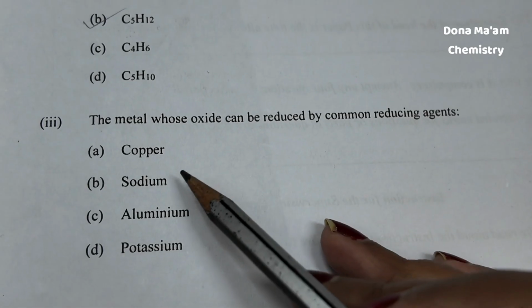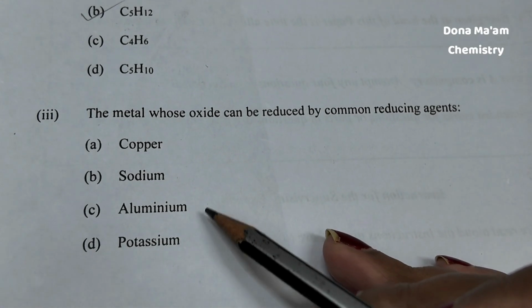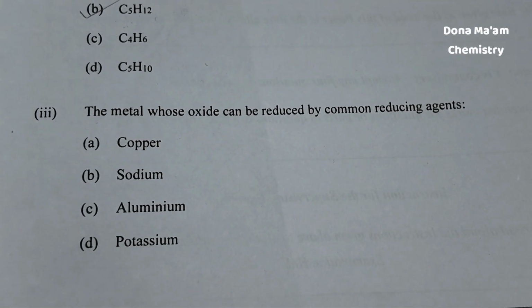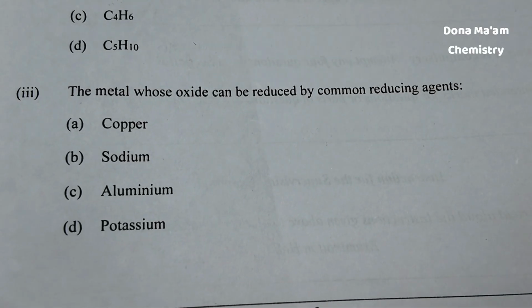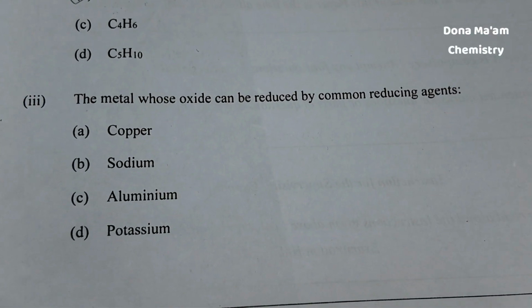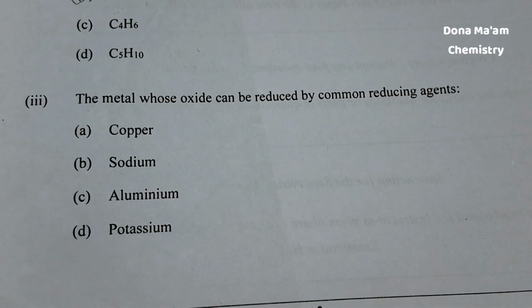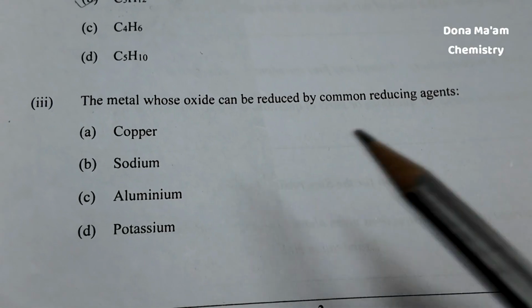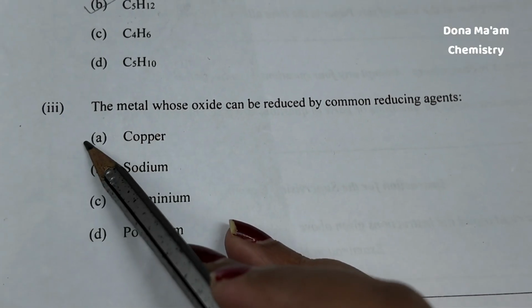Next, the metal whose oxide can be reduced by common reducing agents. We all know metals like sodium, aluminium, potassium, they are all active metals, and active metals cannot be reduced by common reducing agents. So you have to think about some metals which are lower in the metal activity series. So the only answer left is copper.